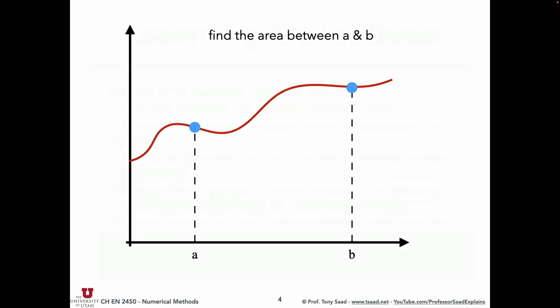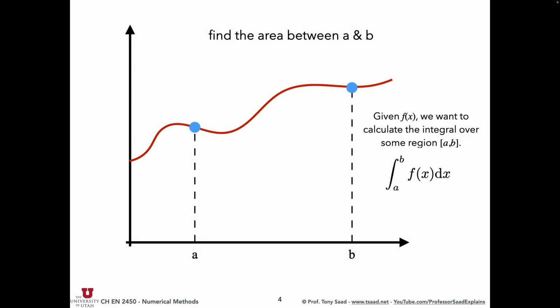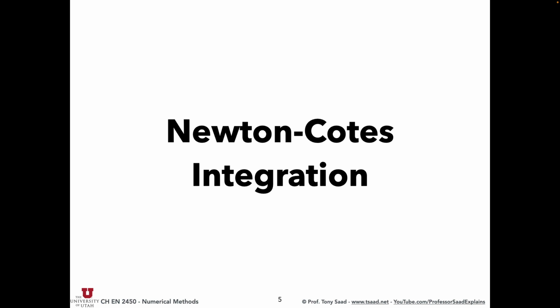The mathematical description of what I've been talking about is: find the area under the red curve between points A and B. So given some function, f of x, shown in the red curve here, calculate the integral over some finite region from A to B. That is equivalent to finding the area under this curve. We will use a special method of numerical integration. They're all kind of equivalent with each other.